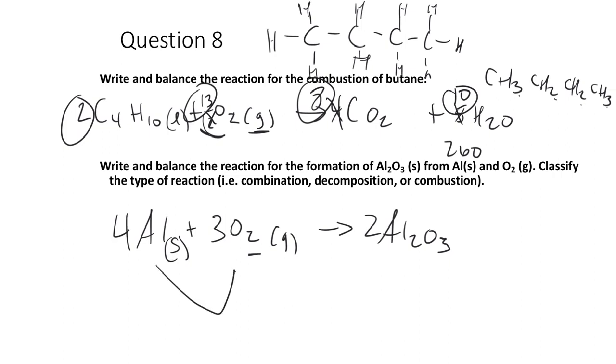So whenever we combine two or more reactants into a single product, even if there's multiple coefficients of that single product, we call that a combination reaction. So this is a combination reaction. If you flip the reaction, that would be decomposition. If you have one single compound turning into two or more substances, then that would be decomposition, and then our reaction above is the combustion.